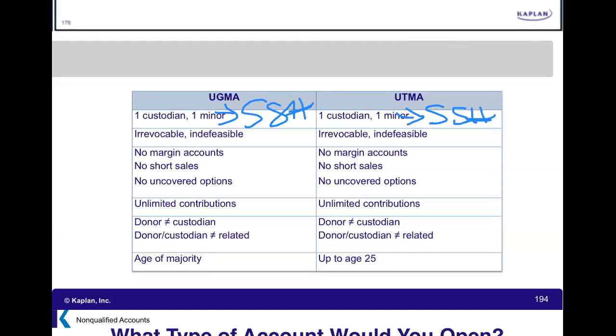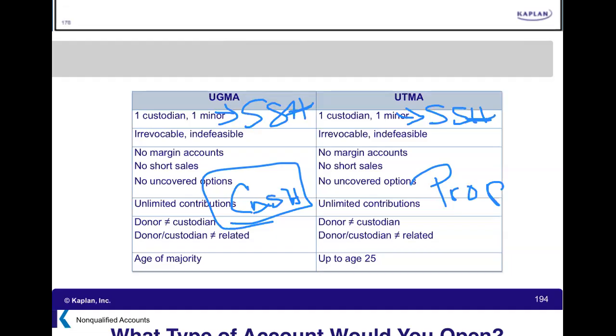If that gift goes over what the IRS allows as a gift each year, then the child would have to have their taxes done. Now, when we say unlimited contributions for an UGMA, this is referencing cash and securities only. Whereas unlimited contributions for an UTMA could include cash and securities as well as any type of property, interest in things like DPPs. Those are allowed in the UTMA.